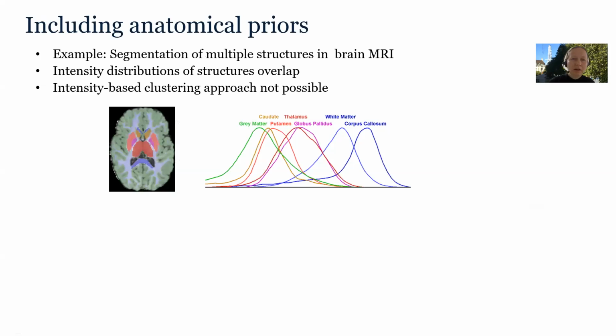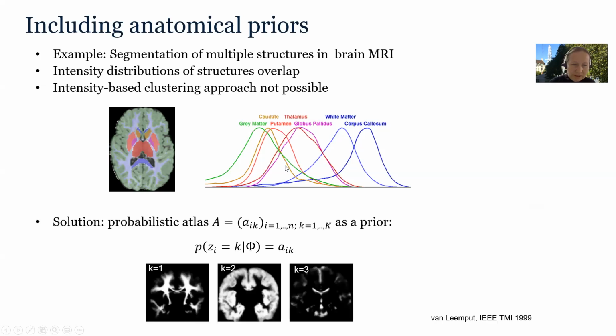Another example of how we can change this type of EM segmentation algorithm is to use anatomical priors. This will be useful in an application, for example, when we require more detailed parcellation of the brain. So we want multiple brain structures, and this cannot be clustered just based on intensity. As you can see here, these are the real distributions from this real data set, and you see that they overlap a lot. So it's impossible to separate these structures based on intensity only.